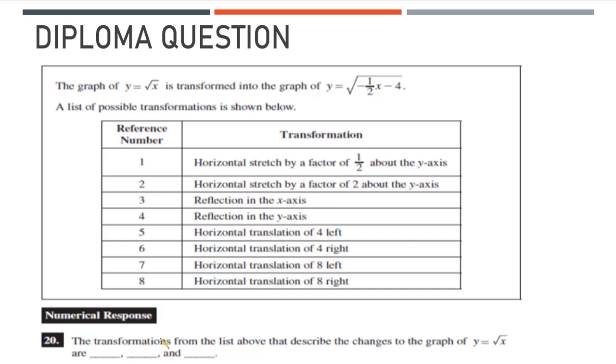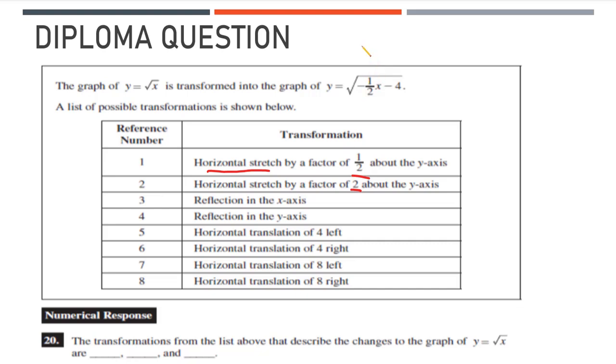And then the question asks, the transformations from the list above that describe the changes to the graph of y equals square root of x are, and we've got three choices. So we need to figure out which ones of these reference numbers are actually true. So let's start with a horizontal stretch. We've got two options. There's by a factor of 1/2 and by a factor of 2.